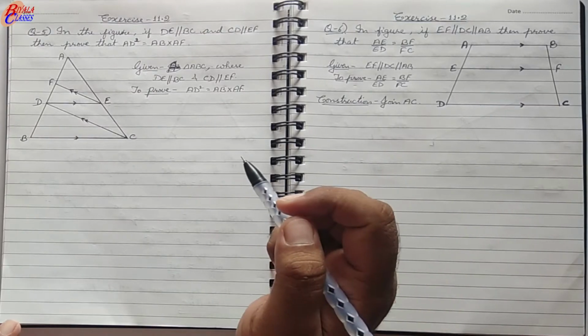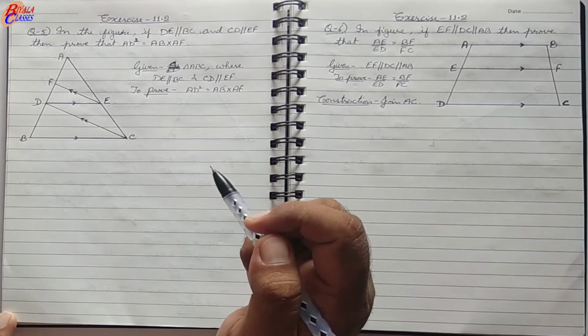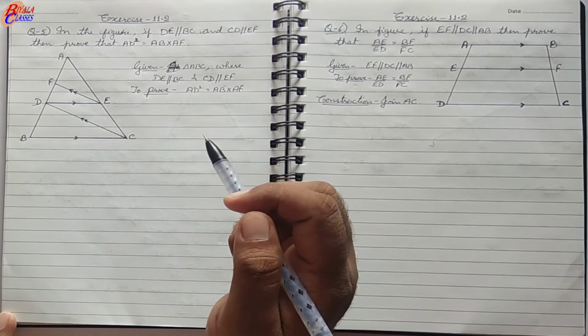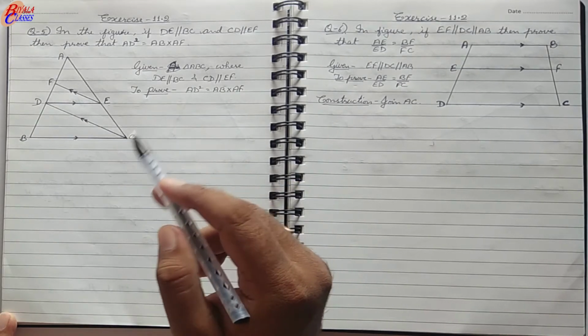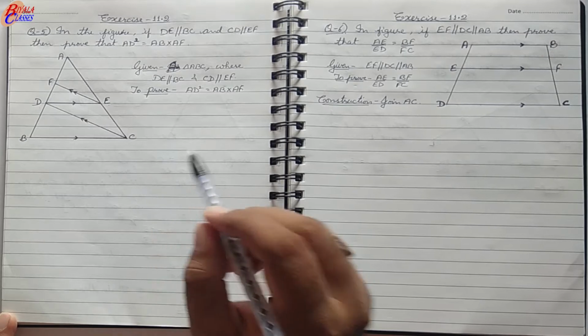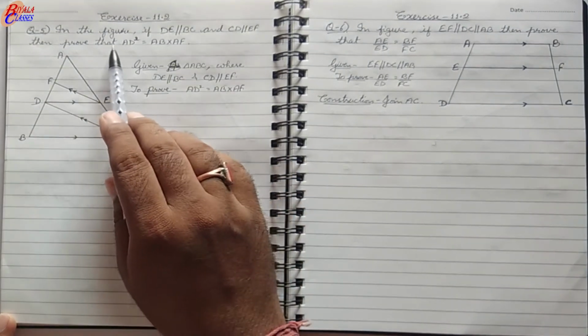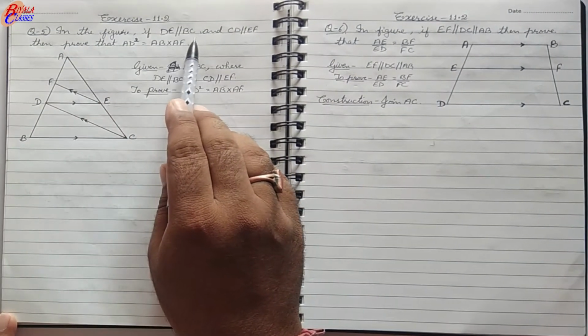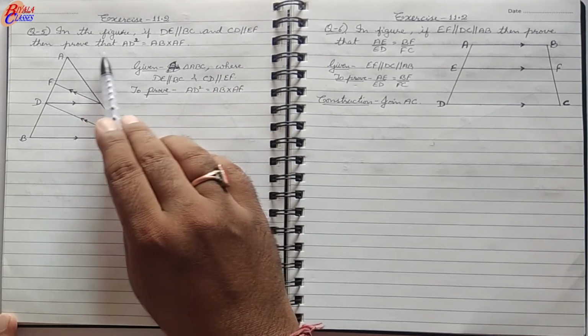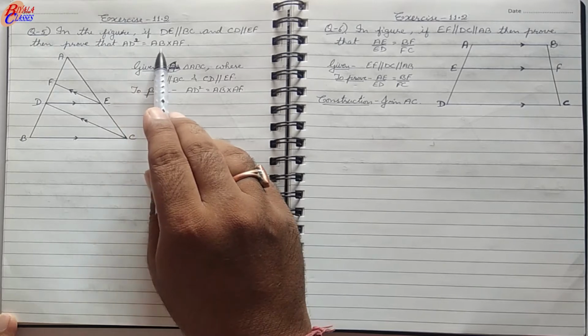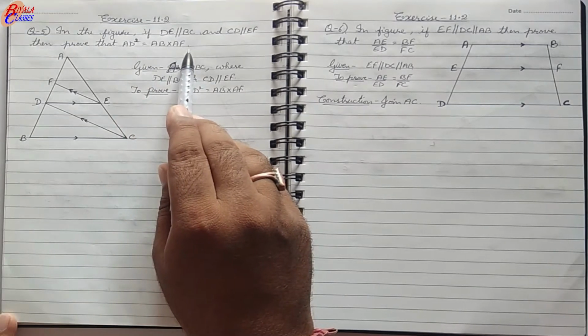Welcome back. So in Biala classes today we'll continue with exercise 11.2. In the previous video we had done up to question number 4. Now here is question number 5. It says in the figure if DE is parallel to BC and CD is parallel to EF, then prove that AD squared is equal to AB multiply AF.